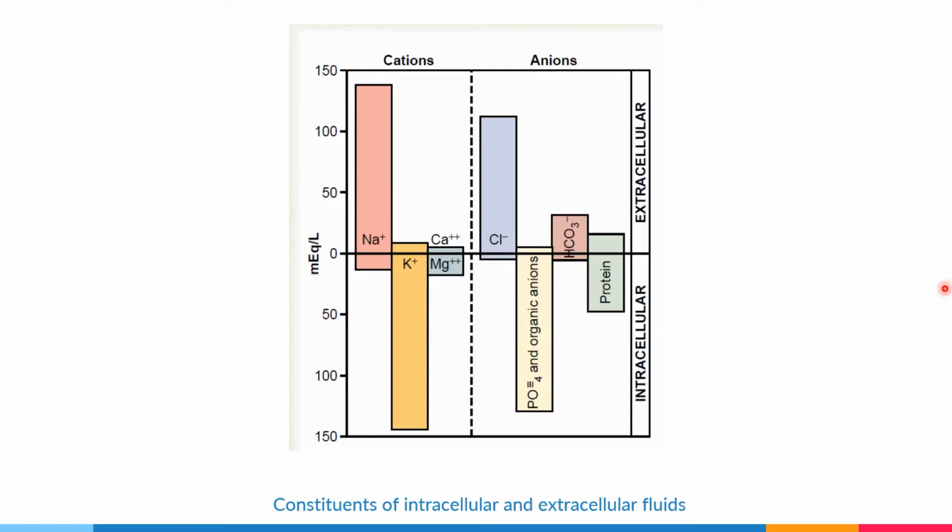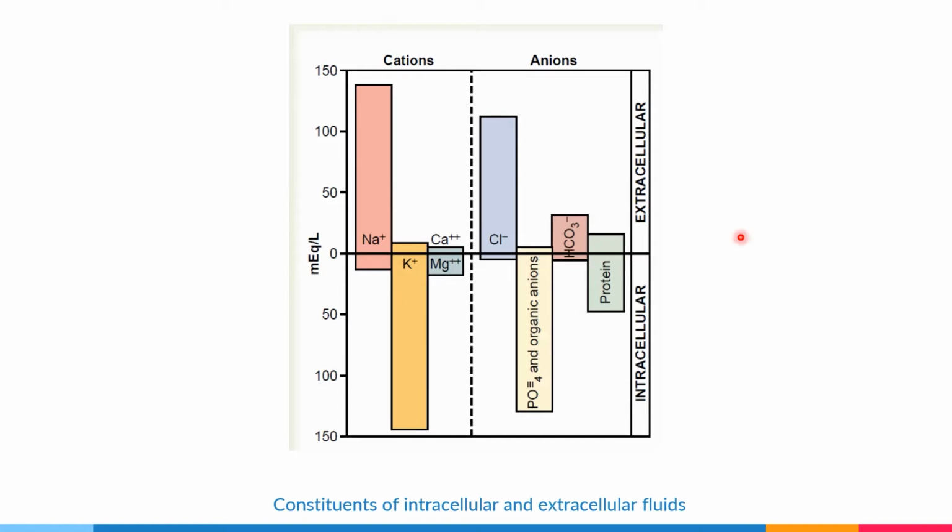The plasma proteins are shown right here, because as we have just discussed, the extracellular fluid has two compartments, the interstitial fluid and the plasma, and as the plasma is the fluid with the higher concentration of protein, the protein concentration that we can see in the extracellular fluid is obviously carried mostly by the plasma.